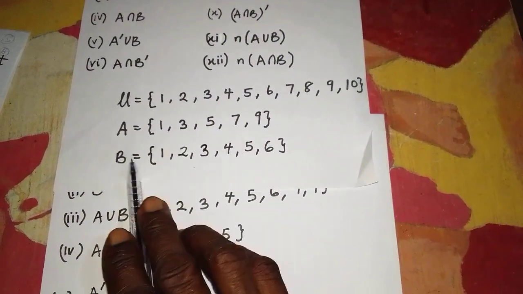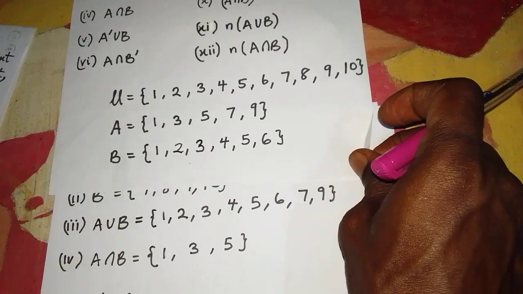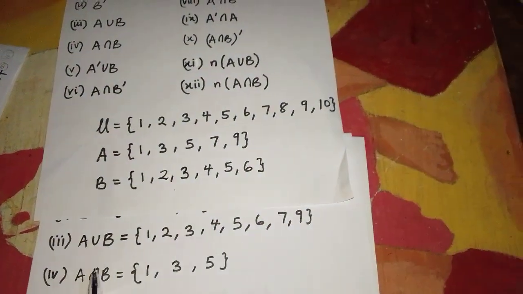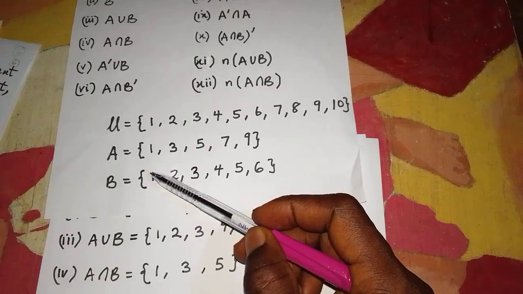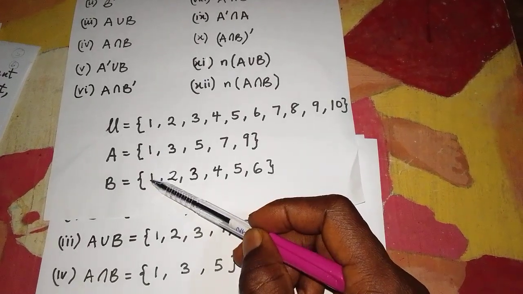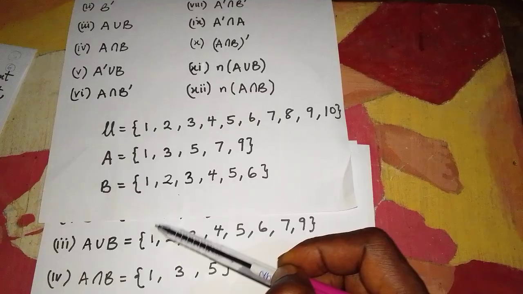This is set A, this is set B. When you combine the two sets together, that is union. So let's combine them together. You have 1, which is in set A and B, so you could just use 1 to represent them.